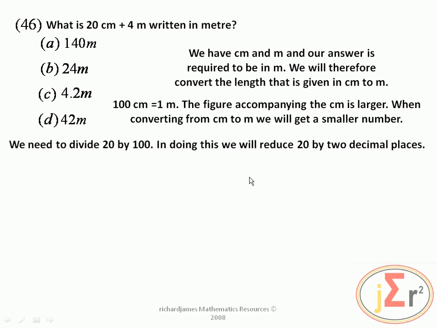So how do we get a smaller figure? We need to divide the 20 centimeters that we have here by 100 in order to get a smaller figure in meter. In doing this, we will reduce 20 by 2 decimal places.